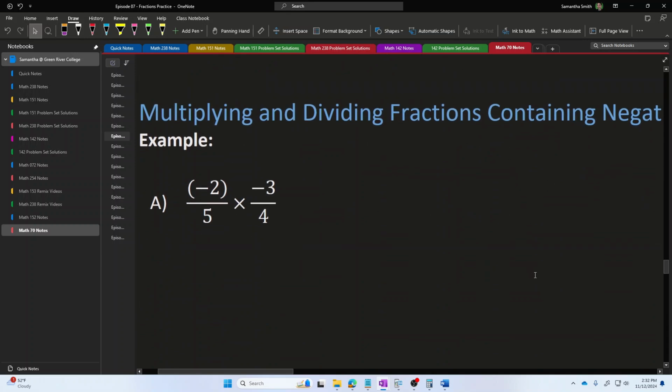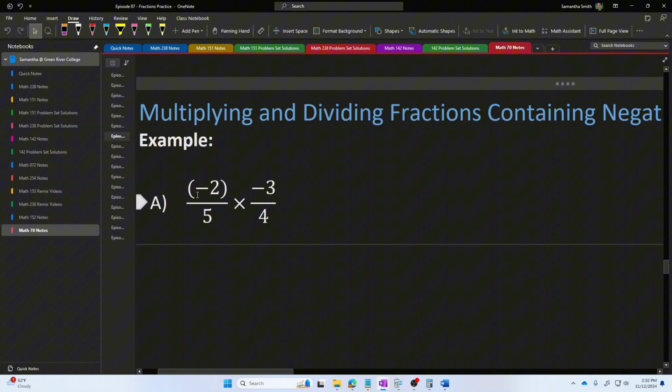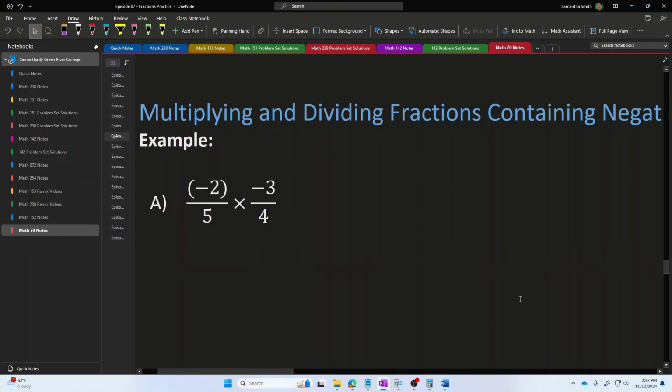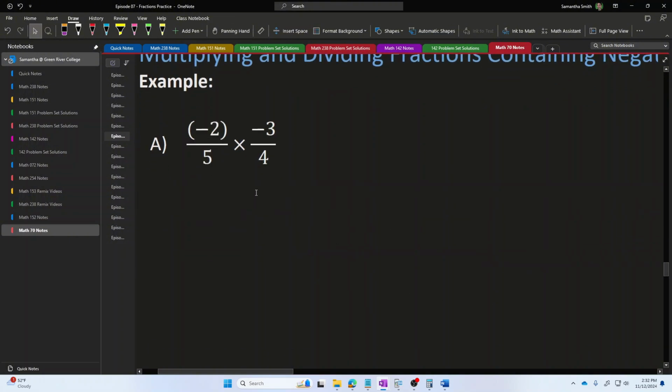If we are asked to do multiplication and division involving fractions that have negative numbers, then you might see something like this: negative 2 over 5 times negative 3 over 4. And again, we don't have to learn anything new to complete this calculation. To multiply two fractions together, we remember that all that we have to do is multiply their two numerators and multiply their two denominators.